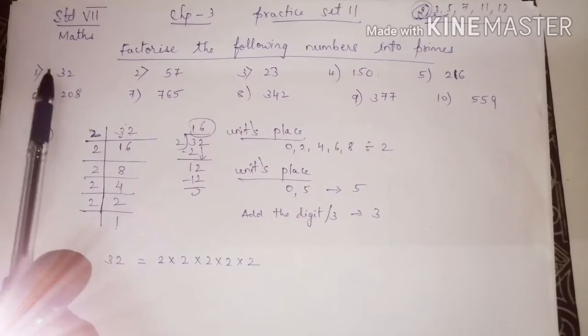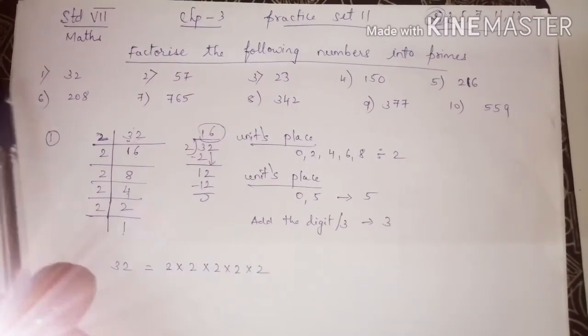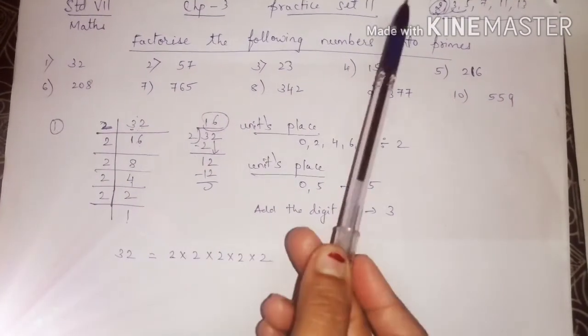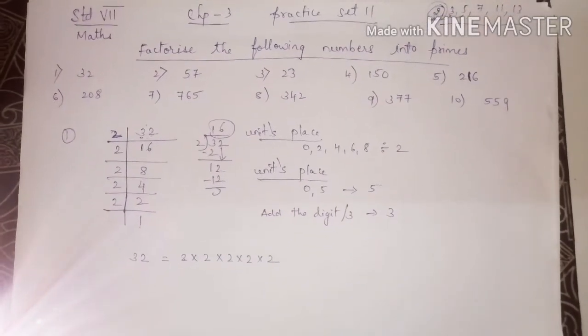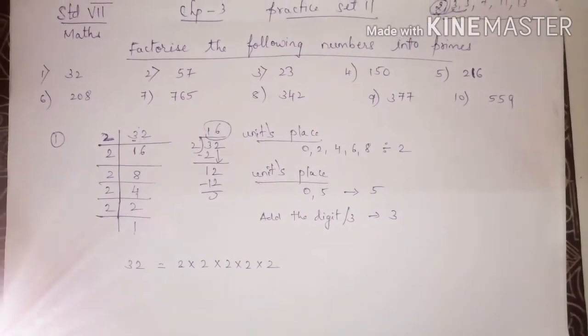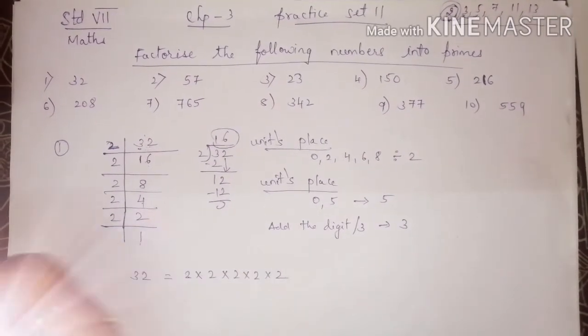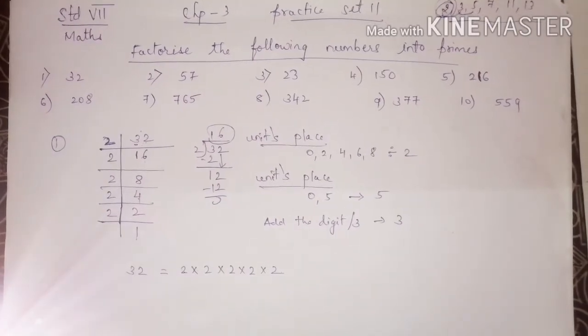Today again we are continuing our chapter 3, practice set 11, the remaining 5 sums. In the last part we saw the first, second, third, fourth, fifth sums. We have seen how composite numbers can be written as a product of prime numbers. We have seen that there are 3 methods: vertical, horizontal and tree arrangement. We have seen these 5 sums, factorization. Now the remaining 5 sums we are going to see in this lecture.